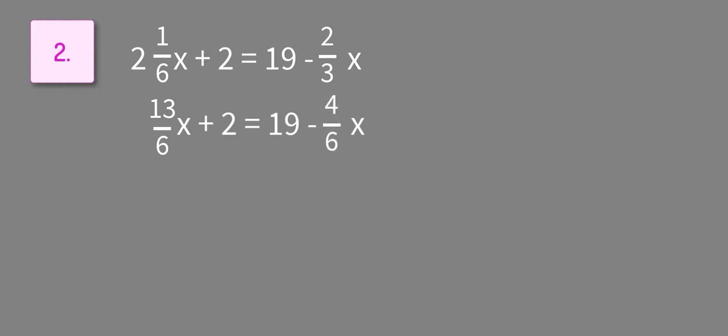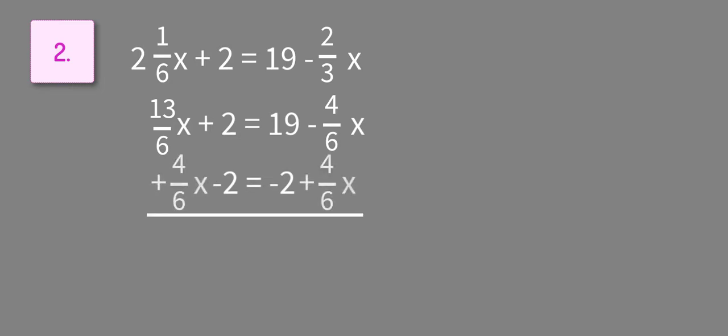And then we'll do what we did in the first problem and take care of everything all at once, but we'll do it in the correct order. First, let's get rid of any constants on the left-hand side, so minus 2. And then we'll get rid of any variable terms on the right-hand side, so plus 4/6x. That's going to leave us with 13/6 plus 4/6 is 17/6x. The 2's cancel. 19 minus 2 is 17.